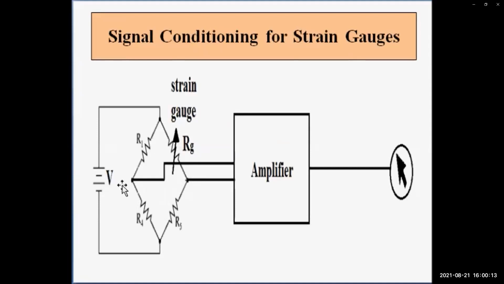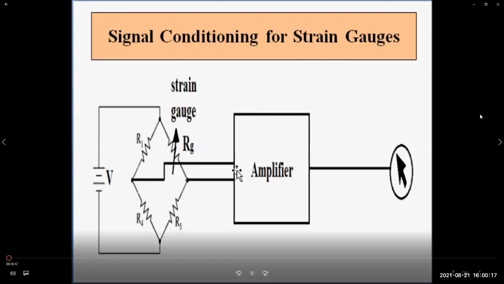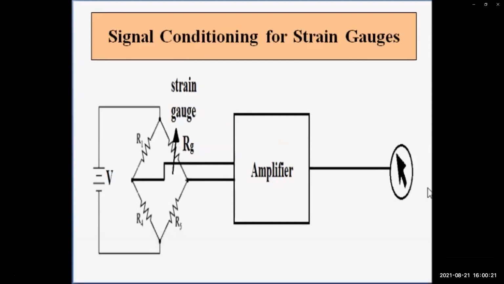So, across the opposite ends, the output voltage is taken, amplified, and given to a digital readout or a pointer scale indicator. So, basically the Wheatstone bridge is used for signal conditioning. The resistance of the strain gauge forms one of the arms of the Wheatstone bridge.